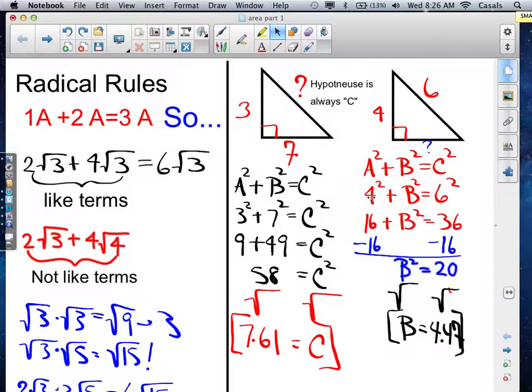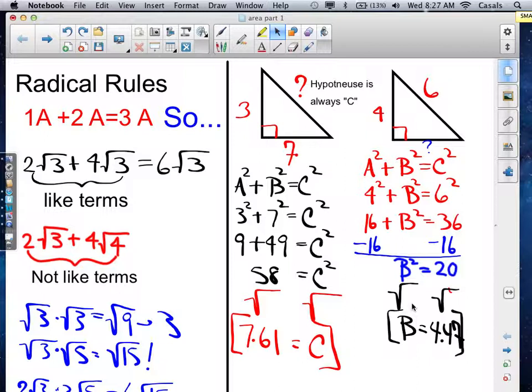So 16 plus b squared is equal to 36. I'm trying to solve for b. I'm going to subtract 16 from both sides. The b squared comes down. 36 minus 16 is 20. I don't want b squared, though. I want b. So, of course, I'm taking the square root of both sides. The square root of b squared is b, and the square root of 20 comes out to be 4.47. So this third side here of the triangle, this leg of the triangle here, is 4.47, okay?